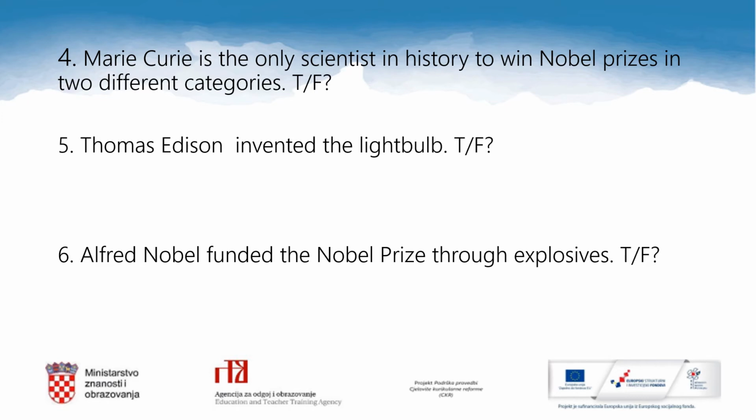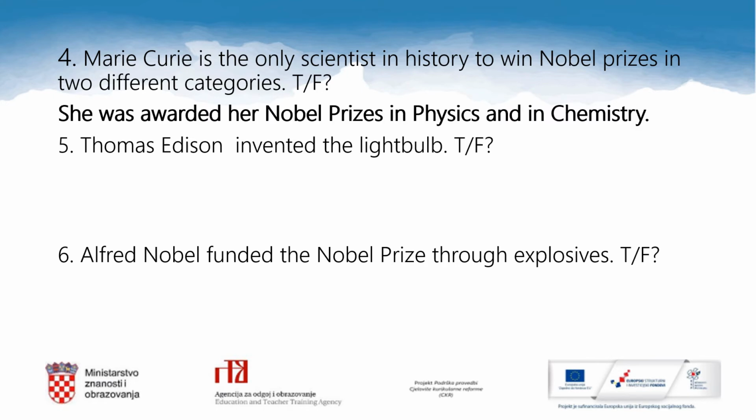Pay attention. Marie Curie is the only scientist in history to win Nobel Prizes in 2 different categories. True or false? True. I'm positive. It must be true. And you are right. She was awarded her Nobel Prizes in physics and in chemistry. Question number 5. For you, Harry, your chance to improve your score. Thomas Edison invented the light bulb. True or false? True. It must be true. Edison did invent the light bulb.